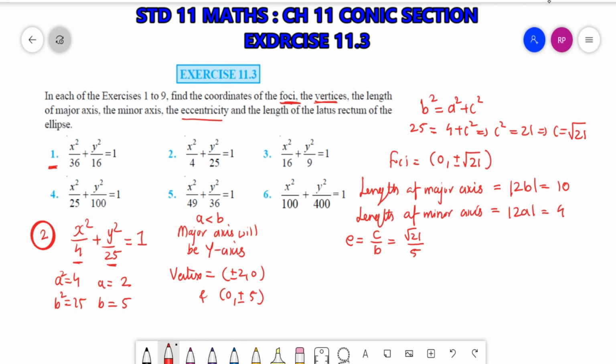This is the eccentricity. Next, length of latus rectum will be equal to 2a square by b. So 2 into a square, that is 4, and b is 5. So that will be equal to 8 by 5. Clear? So this was about question number 2. Just note it down.